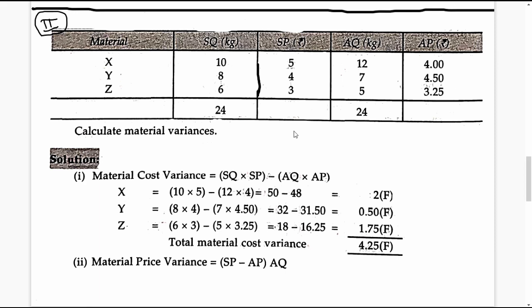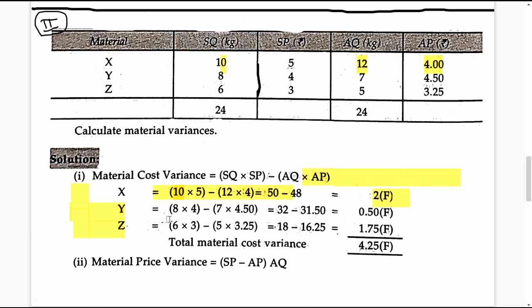Here let's assume that whatever the standard given, the same thing is done actually, but with variation in the mixture of raw materials. Material cost variance for X: 10 kgs is the standard quantity into standard price 5 rupees, minus actual quantity 12 into actual price 4 rupees. If you simplify this, you get 50 rupees minus 48 rupees. Since the actual cost is less than the standard cost, the answer is favorable. 2F is the answer for X with regard to MCV.